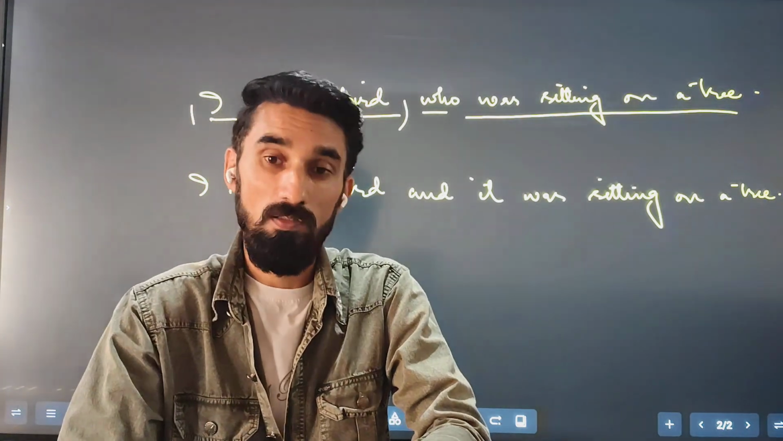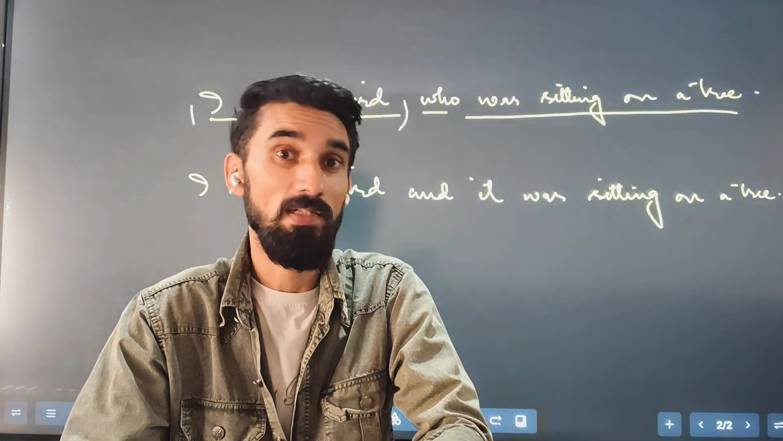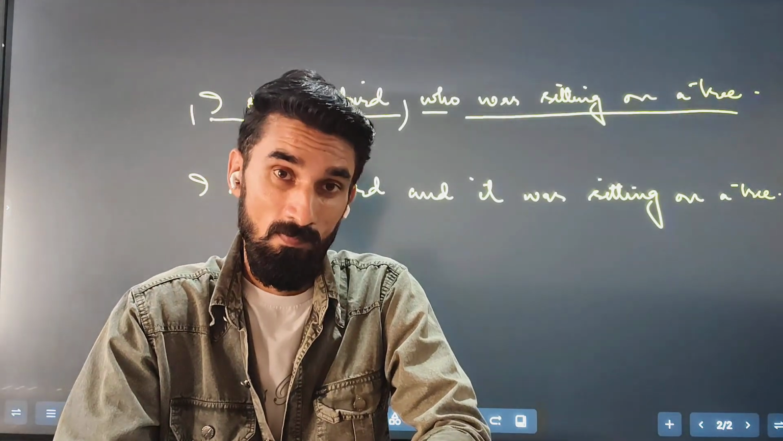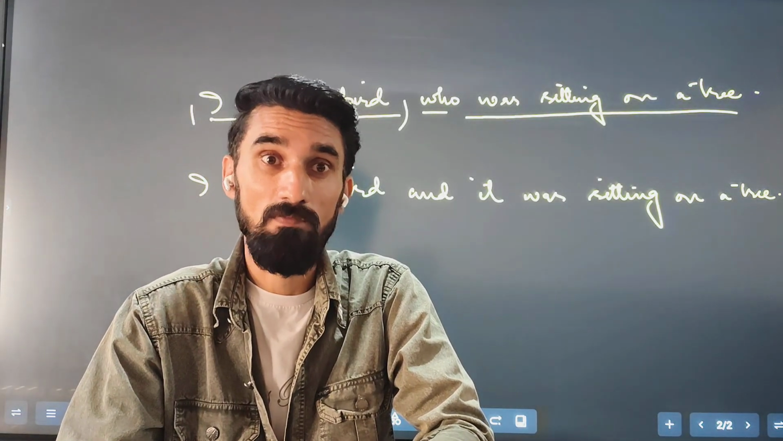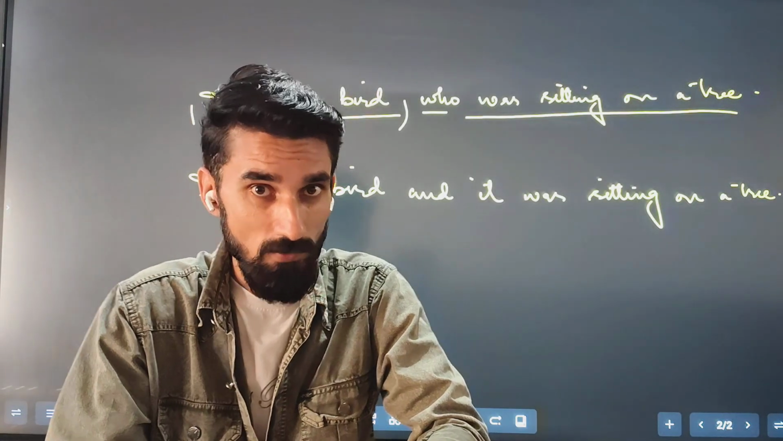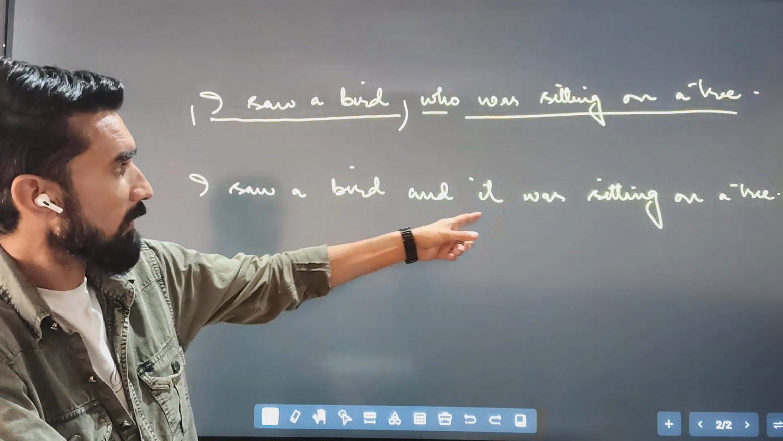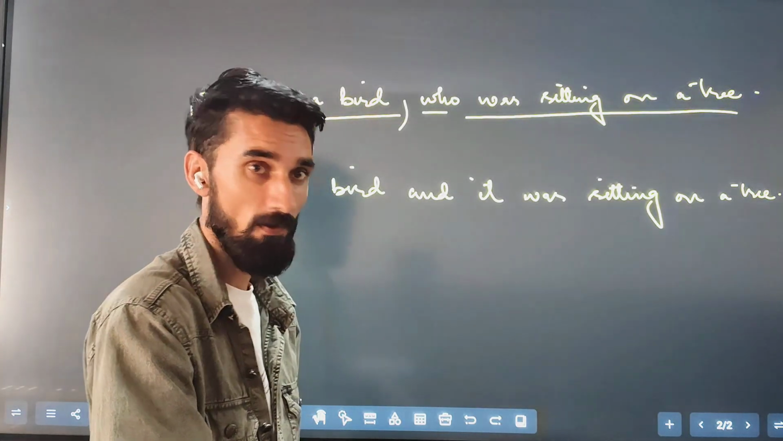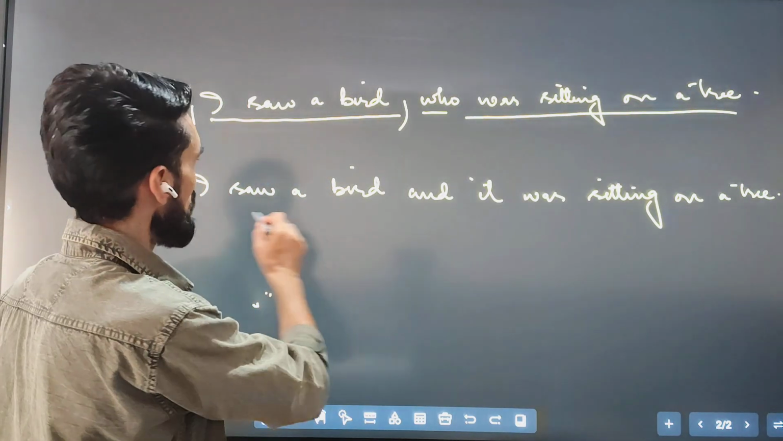And what is a clause? I must tell you again. How can you identify a clause, or how can you separate it from a phrase? A phrase will not have a verb, and a clause has a verb. And remember one thing, it must have a finite verb in it. Okay? I saw a bird.